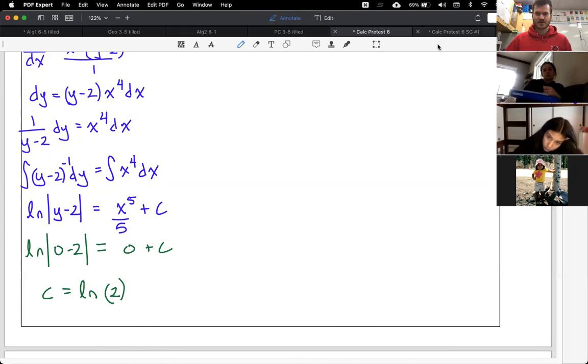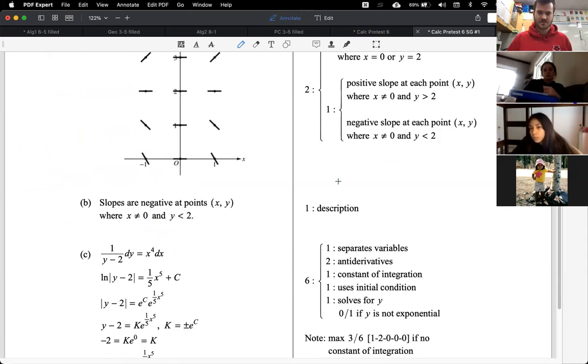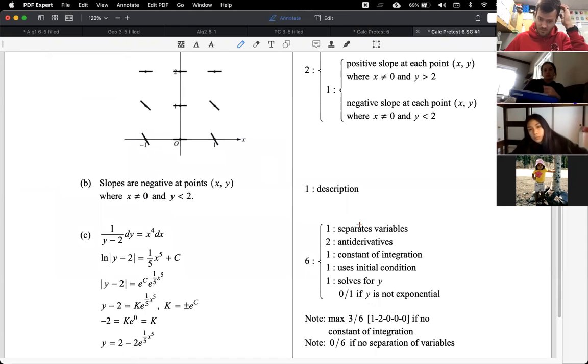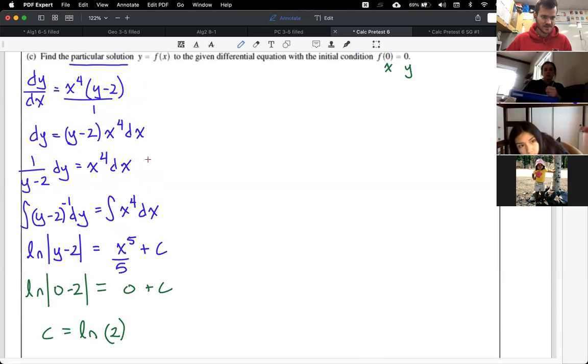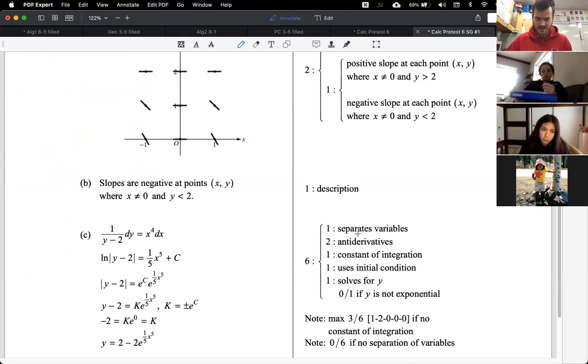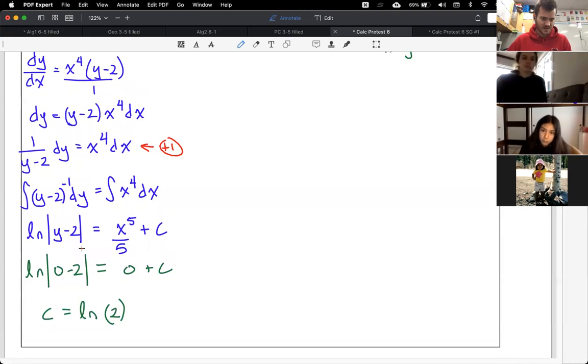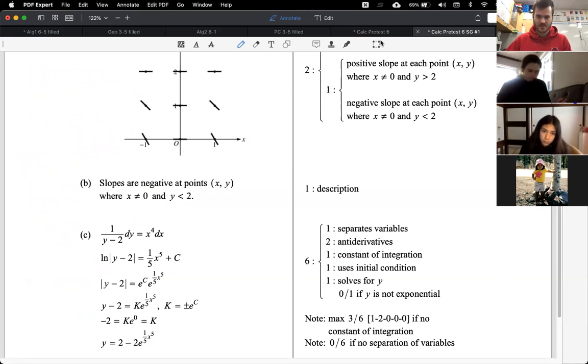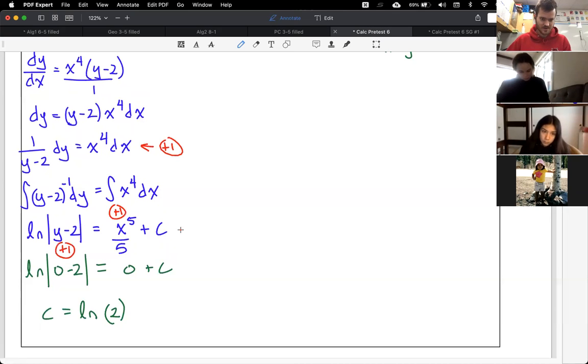For my class, I know that the scoring guide is going to say you just have to use the initial condition. So how do we score this? 1 point for separation of variables. By the time we get to this step right here, that's your separation, +1. Your next points come from taking antiderivatives. 2 points, 1 point for each side. There's 1 point for natural log, 1 point for the x to the power 5 over 5. And then constant of integration, that's a whole point. So +1 for just writing plus c.